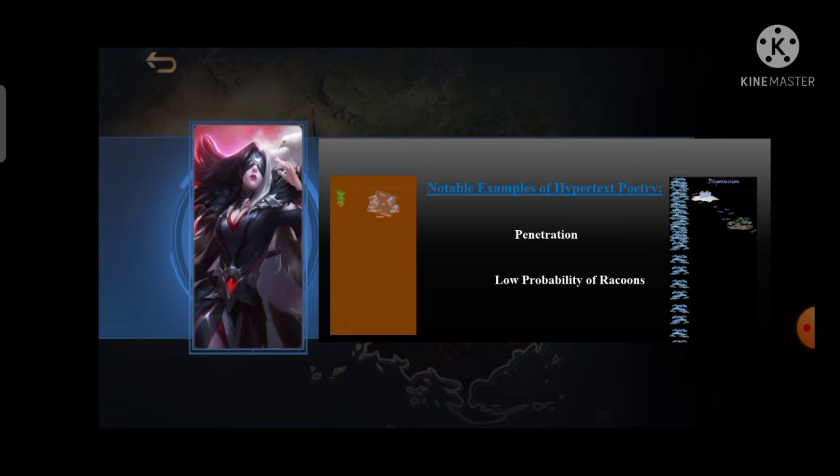Kung nakikita nyo yung tawag dito, yung example sa gilid, may mga words yan, pipindutin nyo yan, pupunta kayo sa mga words niyan, isa-isahin nyo pindot. May mga hypertext yan. And the second is Low Probability of Raccoons. This is a website set by Peter Howard, a well-known digital poet.